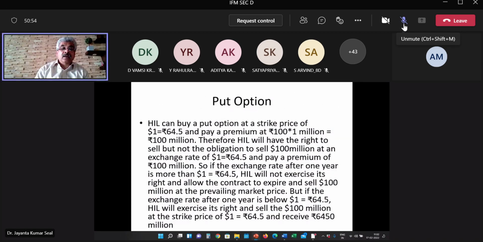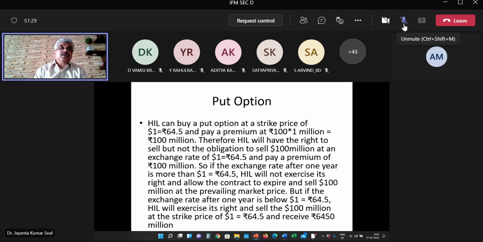So Hindalco will buy a put option at a strike price of $1 = 64.5 and pay a premium of 100 into 1, that is 101 million rupees. If it does, then it will have the right to sell at 64.5, because the buyer of a put option has the right to sell.